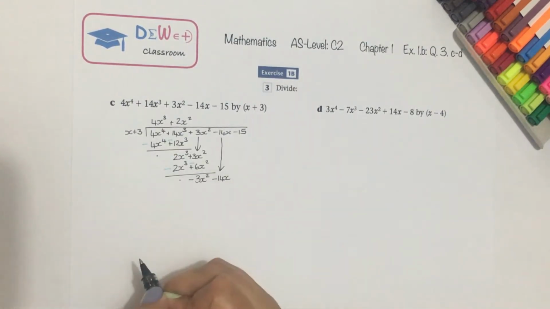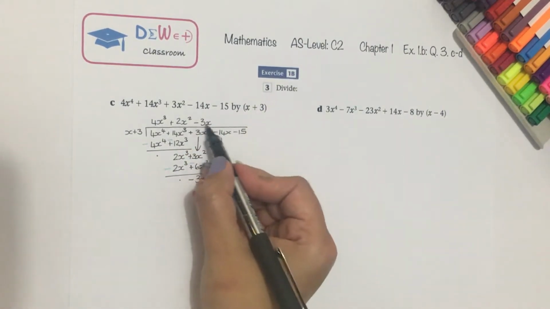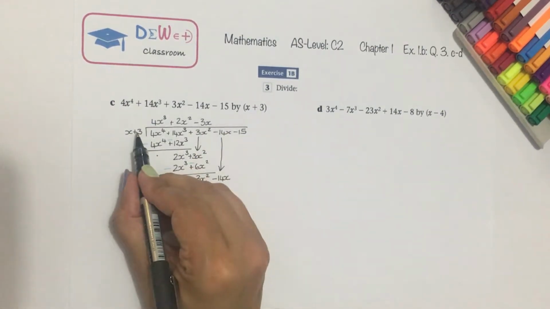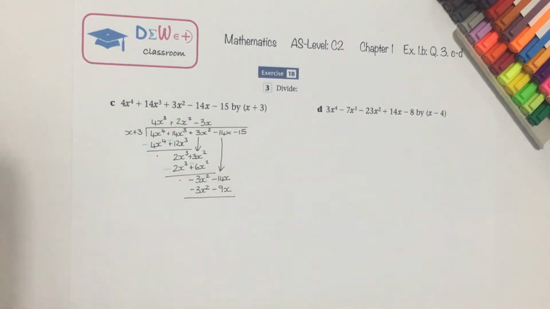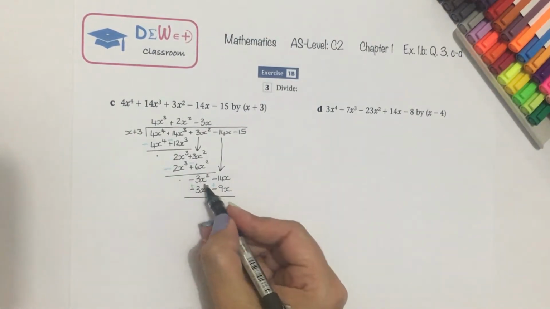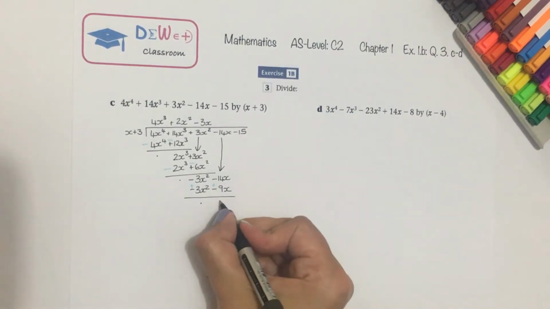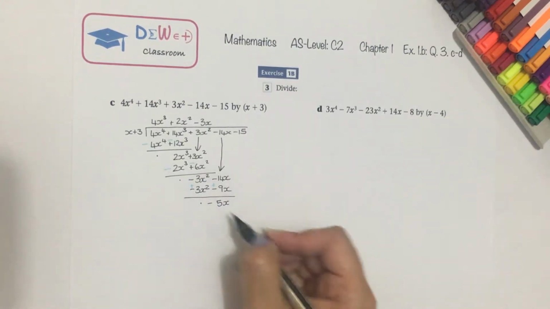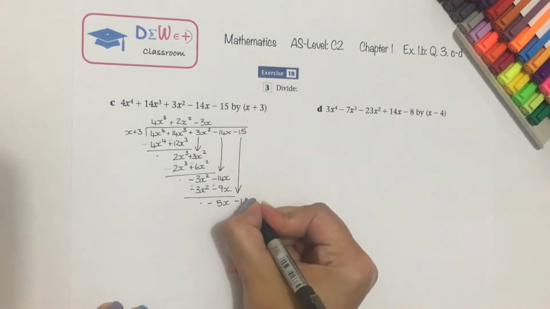Minus 3x squared divided by x is minus 3x. Minus 3x times x is minus 3x squared. Minus 3x times 3 is minus 9x. We need to subtract, so we're going to change the signs. Minus 3x squared plus 3x squared is 0. Minus 14x plus 9x is minus 5x. And then we bring down the minus 15.